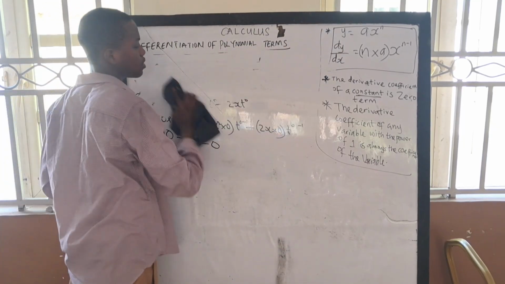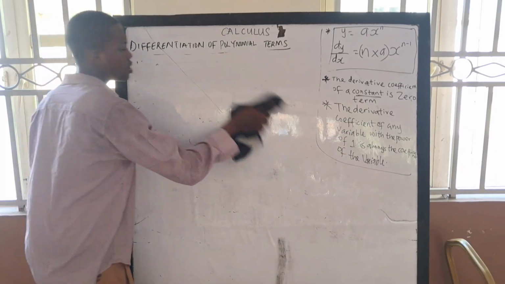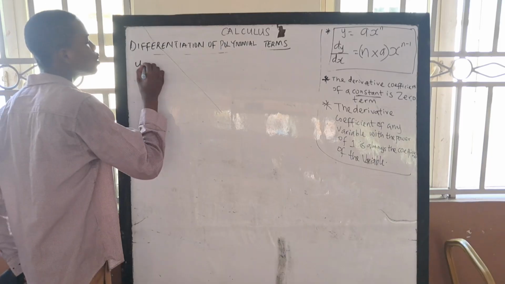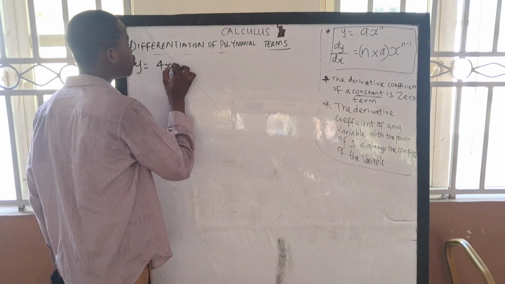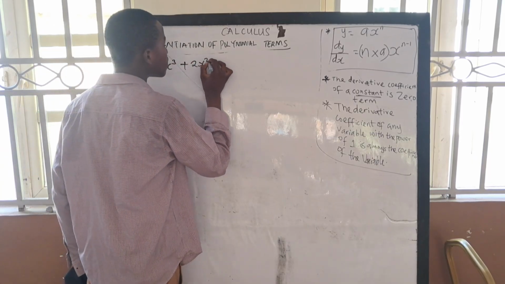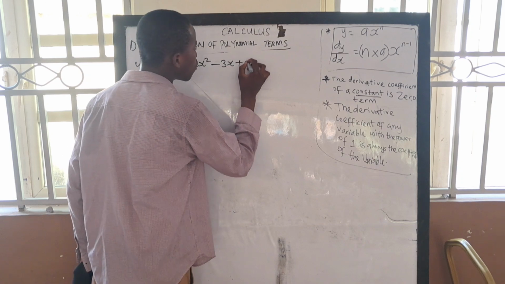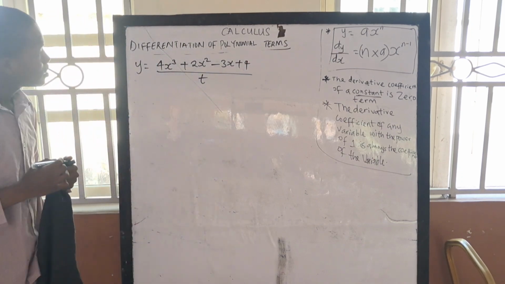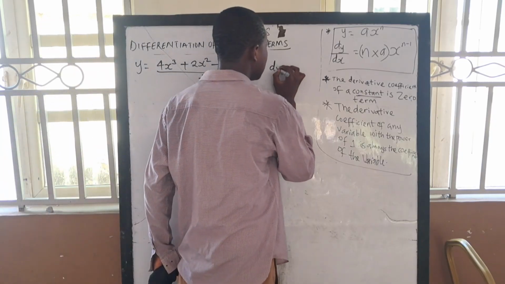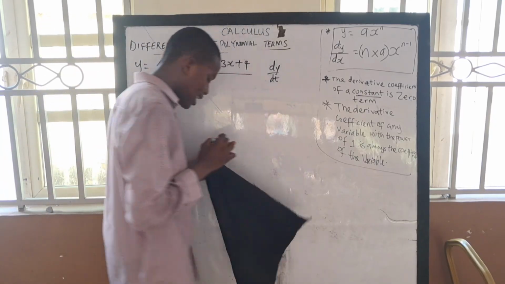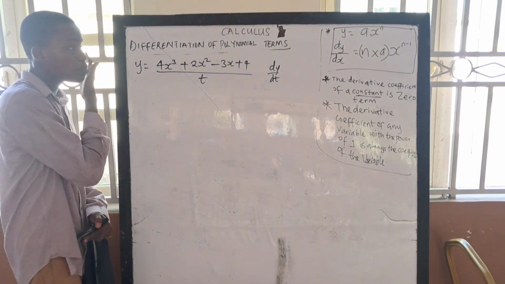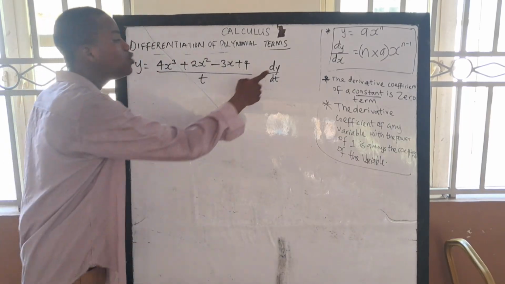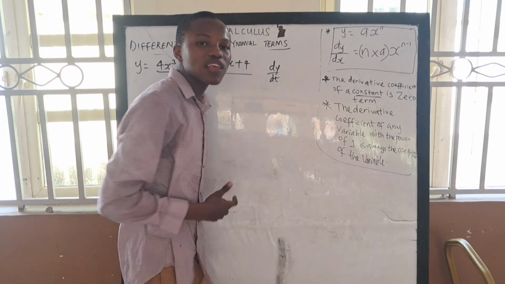If you have this kind of question in the exam, y equals 4x cubed plus 2x squared minus 3x plus 4, all over t, now I have to find dy/dt. Find dy/dt. I have 4x cubed plus 2x squared minus 3x plus 4 all over t, and I'm asked to find dy/dt, that is, differentiate y with respect to t.